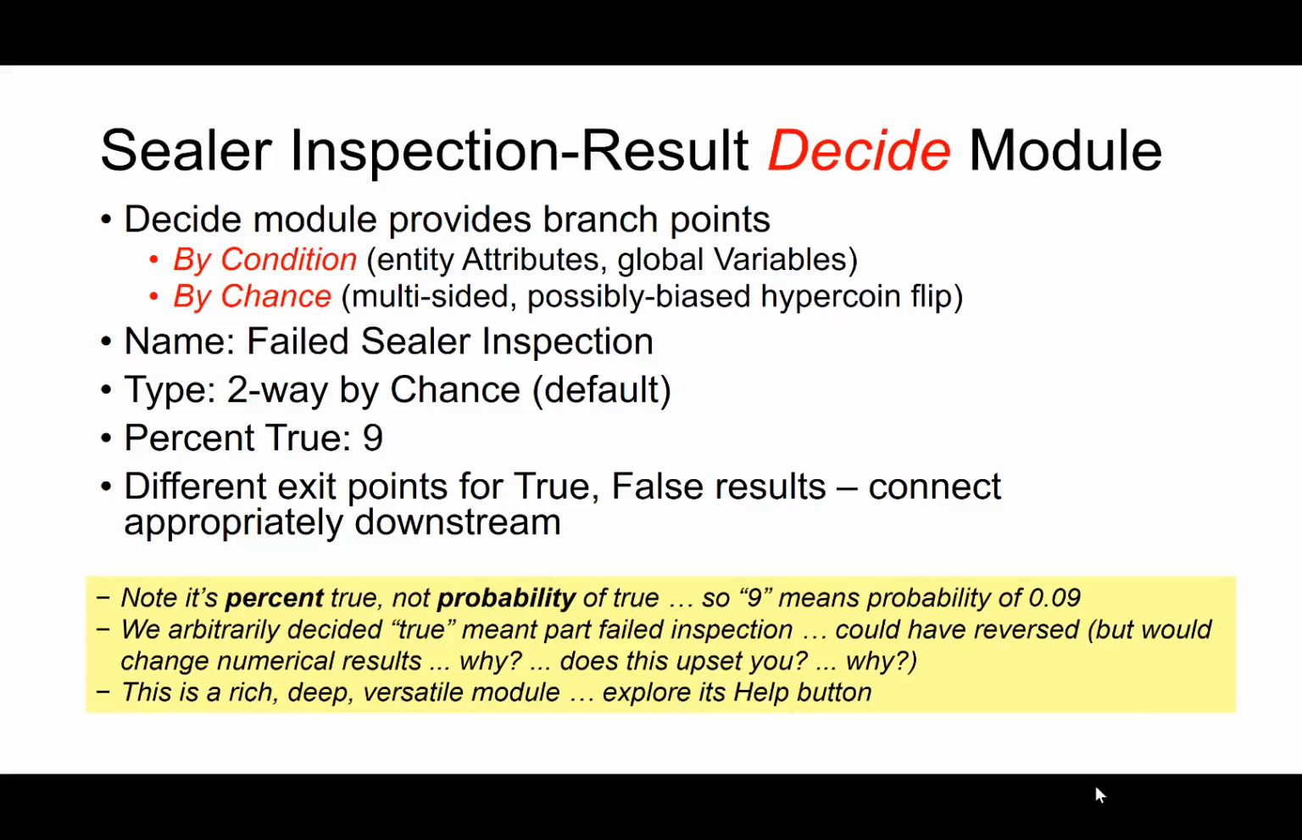The sealer inspection result decide module. The decide module provides branch points by condition or entity attributes and global variables, or by chance, multi-sided, possibly based on an essential coin flip. We'll name this the failed sealer inspection, and we'll call this a two-way by chance because there's two options that it could be. The percent true will be 0.9, and then different exit points for true and false results, and connect them appropriately downstream.